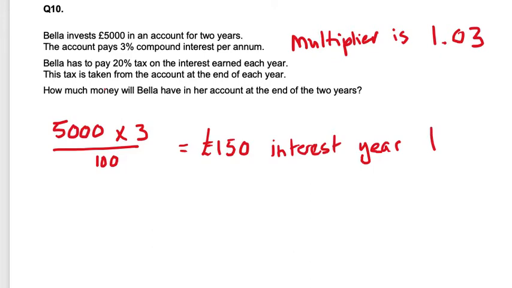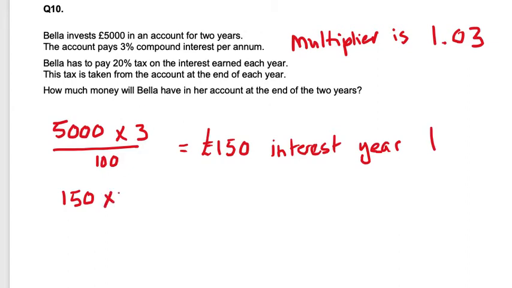Actually, because we've got to find the tax on the interest, I'm going to do it year by year, because it's not just using the formula. So this is the interest that she gets. She puts £5,000 in the account. At the end of the year, she gets £150 interest, but she has to pay tax, 20% on that interest. So she doesn't get all of that interest. She only gets some of that interest, and she has to pay 20% tax.